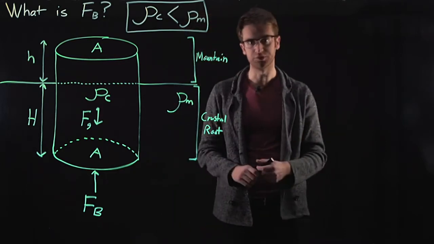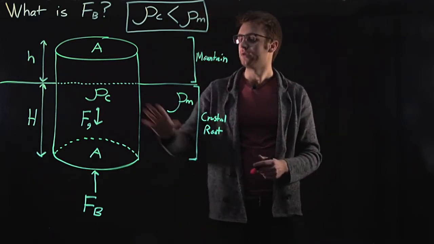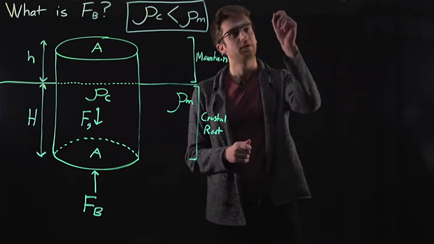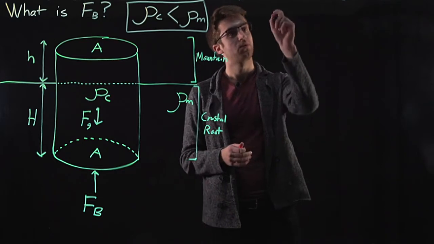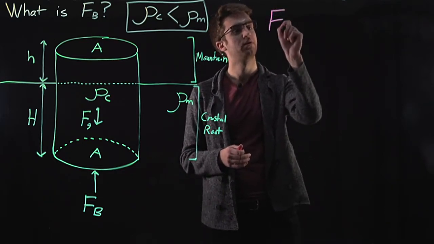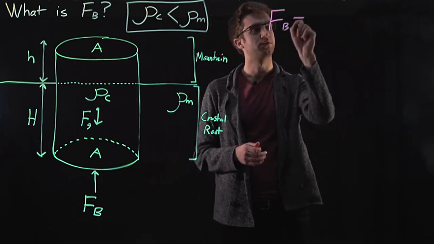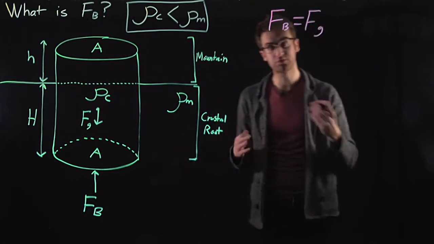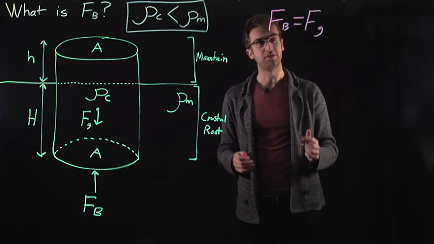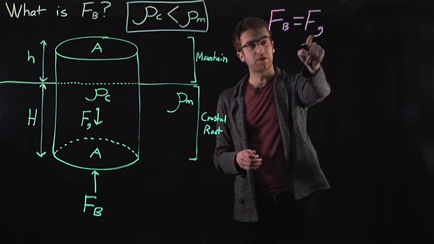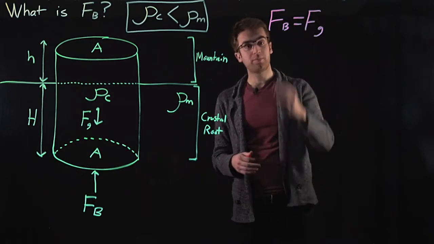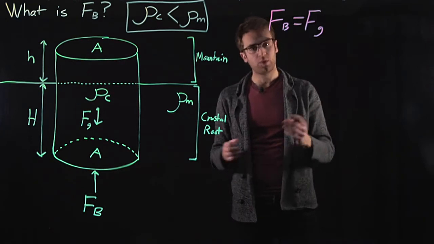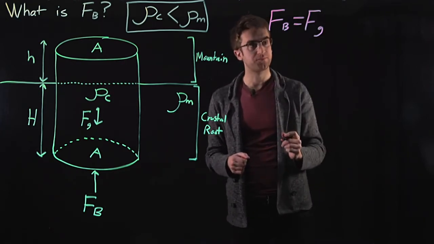And because there is no motion, and because the continental crust and the mantle are in isostatic equilibrium, we can say that the forces cancel, or that F buoyant equals F gravitational. So that really simplifies the problem. That means that if we calculate the downward gravitational force, then we automatically know the upward buoyant force. So what is the downward gravitational force?